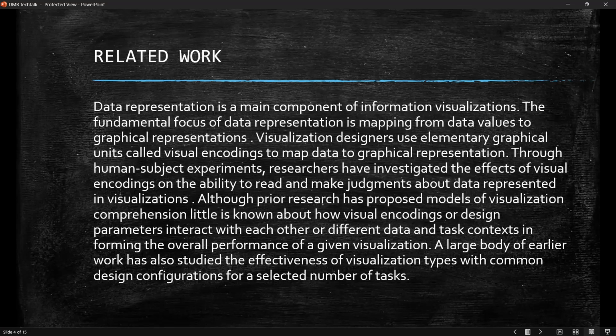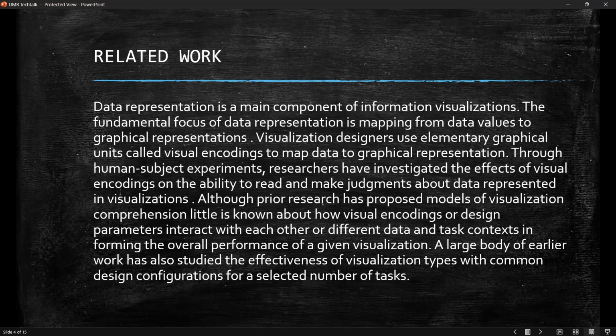Data representation is a main component of information visualizations. The fundamental focus of data representation is mapping from data values to graphical representations. Visualization designers use elementary graphical units called visual encodings to map data to graphical representation. Through human subject experiments, researchers have investigated the effects of visual encodings on the ability to read and make judgments about data represented in visualizations.